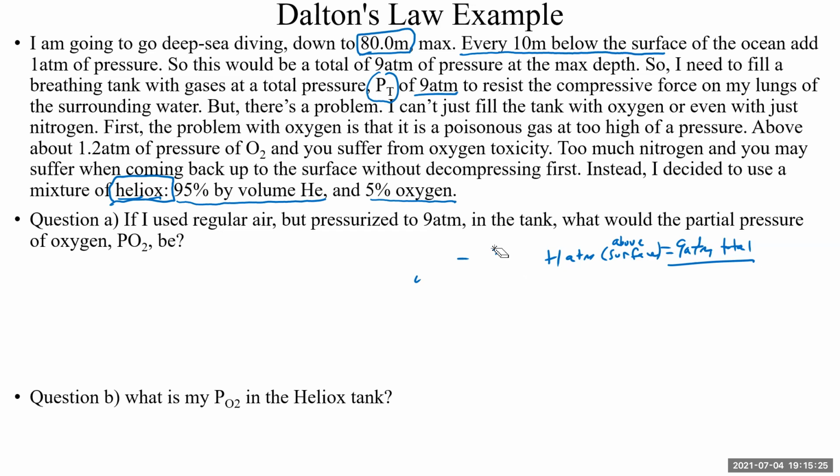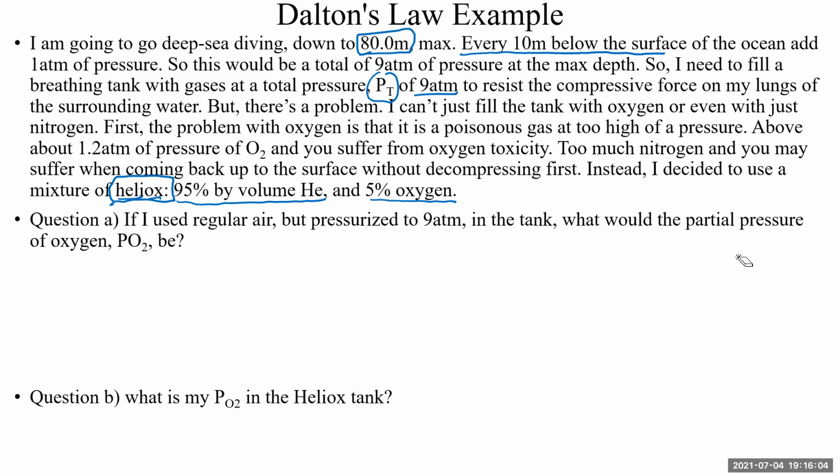So question A is, if I used regular air, now forgetting about the Heliox mixture for a moment, what if we thought, hey, I breathe air at the surface. What's wrong with breathing air underwater, just under higher pressure? Okay, I understand that I need the higher pressure. So I'll pump in a lot of regular air into my breathing gas tank, I mean, not my car. I'll put it under high pressure, because I understand the need for that. I should be fine, because 20% oxygen is good at 1 atmosphere. Why shouldn't it be good at 9 atmospheres?